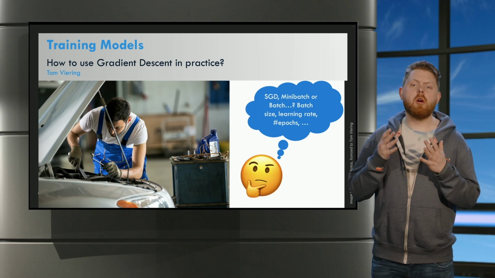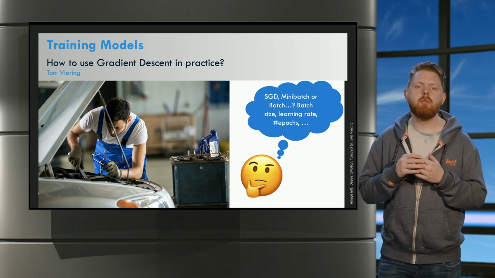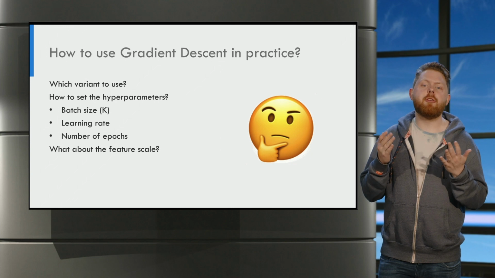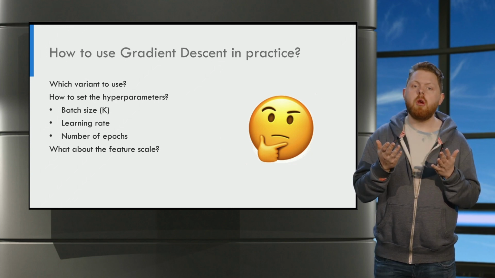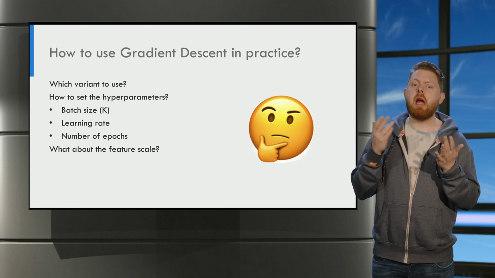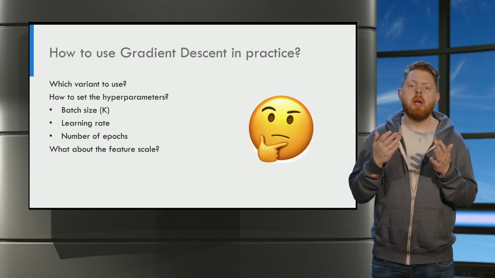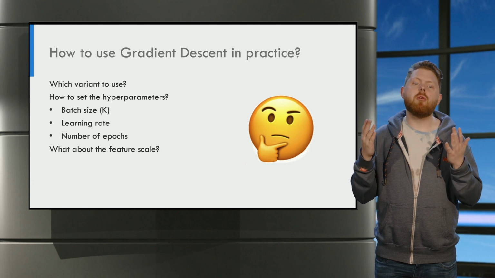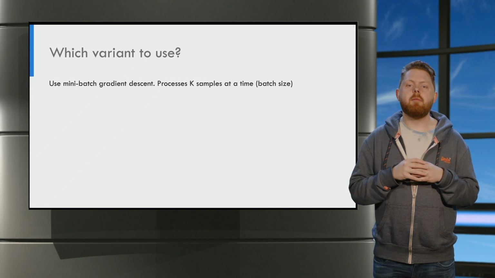In this video, we're going to discuss how to use gradient descent in practice. We will do this by answering several questions. Which variant should you use? How should you set hyperparameters such as the batch size, the learning rate, and the number of epochs? And at the end of this video, we will also discuss how to scale your features. Let's start with the variant.